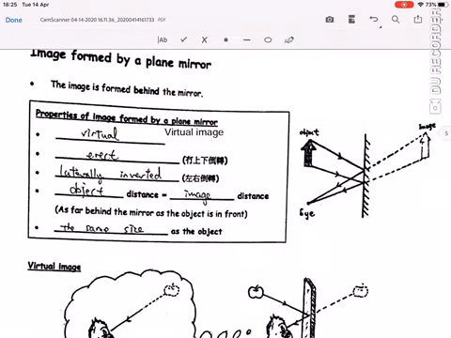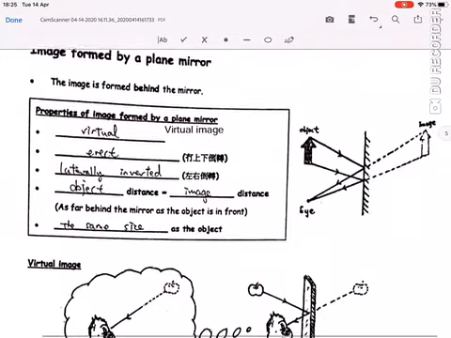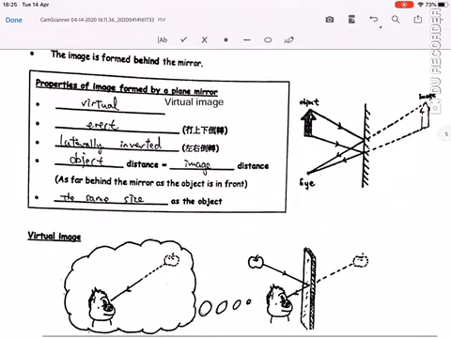It's a virtual image, and it's erect, so it's not upside down. If the arrow is pointing to the top, it points to the top in the image as well. It doesn't go the other way. It doesn't flip it. No, it would not.